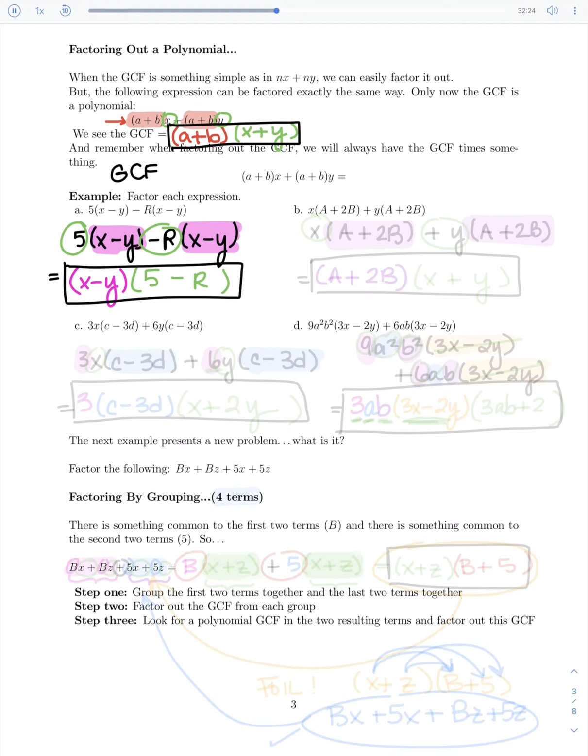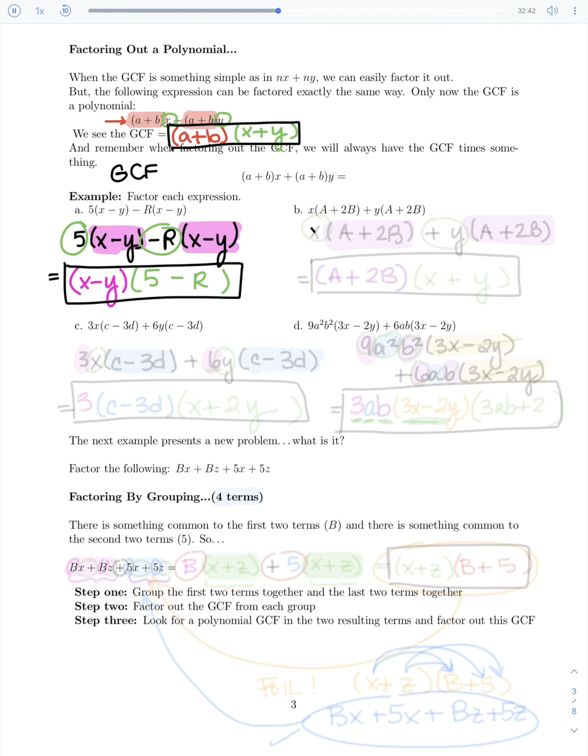I will say, be careful with MyMathLab. If you have a capital R, yes, you have to type it in as a capital R. If you actually type it in as a lowercase r, it will mark your problem wrong, so just be very careful when you're keying things in. Let's take a look at B.